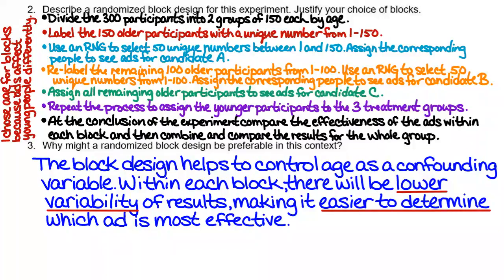Just like when we do the sampling methods, stratified random sampling had lower variability. This block design is going to have lower variability within the blocks, and then I can compare between my two blocks as well. Maybe the ad for candidate A was more effective with the older people, but the ad for candidate B was more effective with the younger people. I'm not going to be able to see that distinction if I don't control for age, if I just have everybody all mixed together.